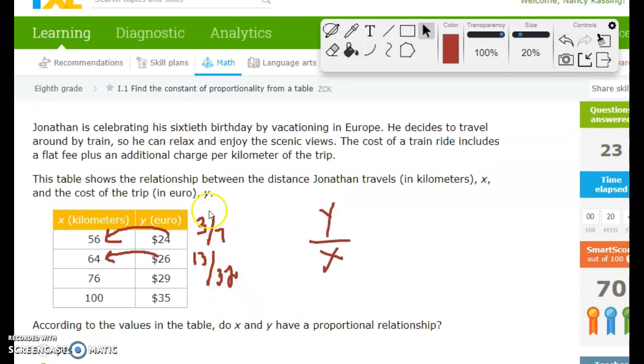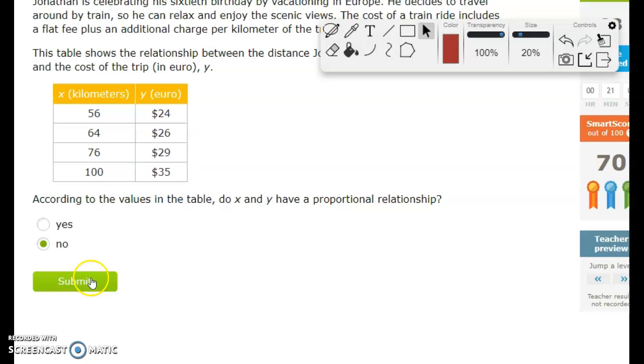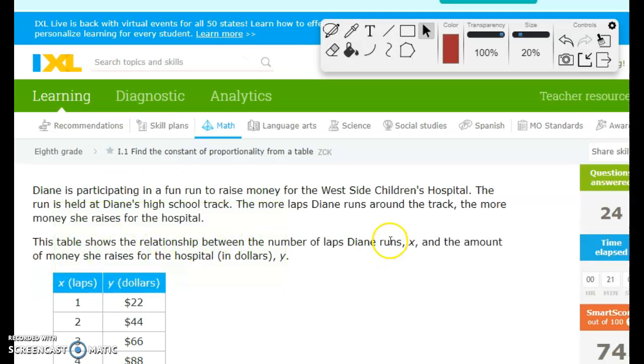I knew this actually when I first read this, because up here it says that the cost of the train includes a flat fee. Because it had a flat fee, I know that we did not start at 0, we started with the flat fee. So anyway, we'll put no in here, and that is correct.